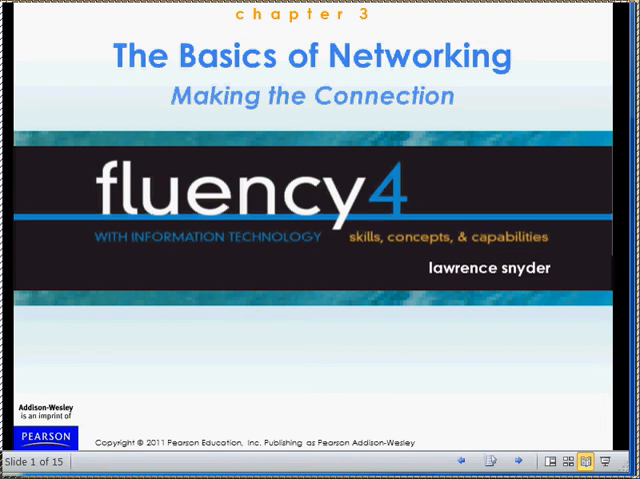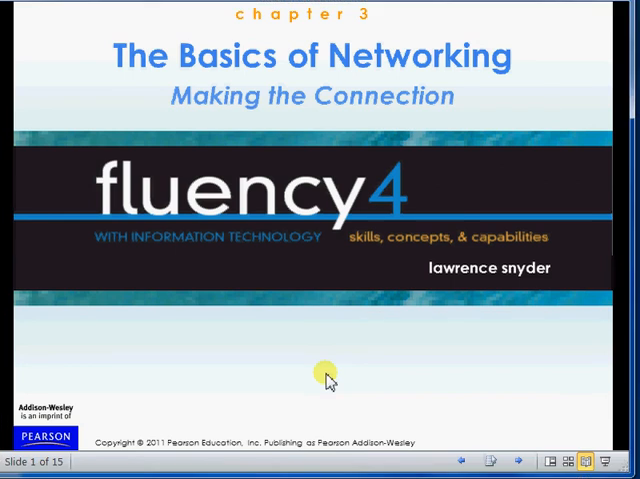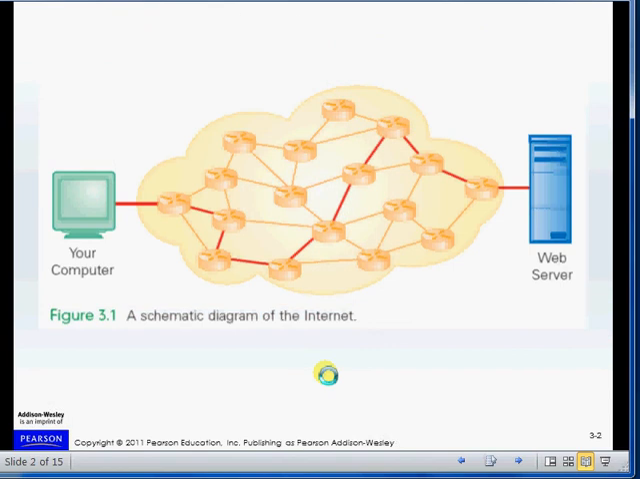Okay, so here's our second lecture out of Chapter 3, Basics of Networking. I'm going to start off this talk today with a general diagram of what it might look like when we open up a website using our computer.